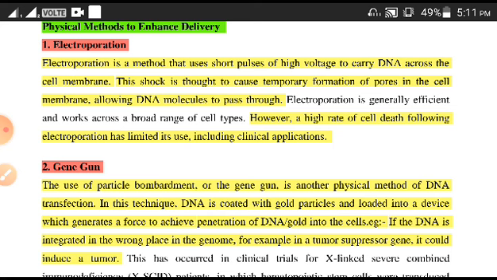And because of this high voltage that they are carrying, it creates a pore in the membrane, and then the DNA will enter into those pores. However, a high rate of cell death following electroporation has limited its use, including clinical application, because one way or other you are just making damage to the cell wall, cell membrane, and that damage may be severe. If that damage is severe, the cell death will be the result. So this is one limitation of electroporation.